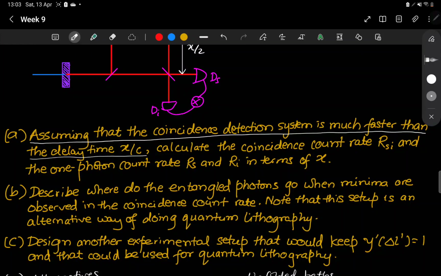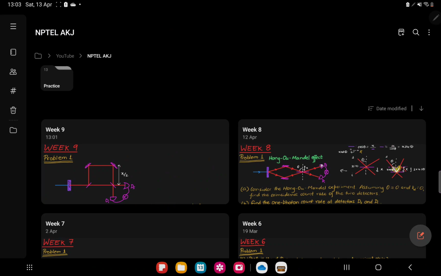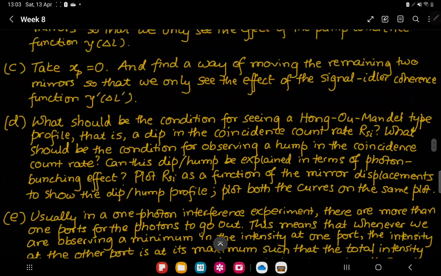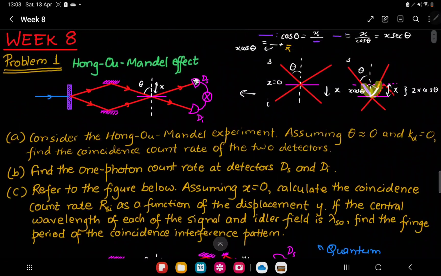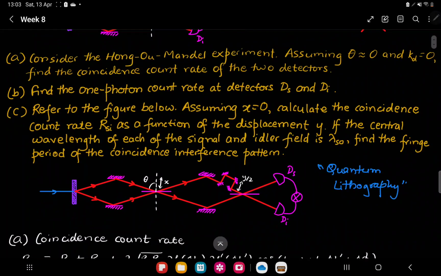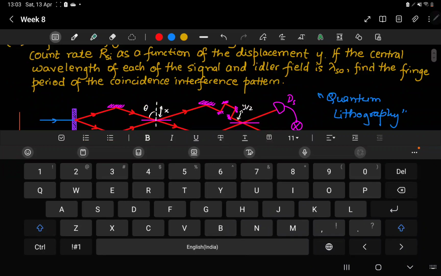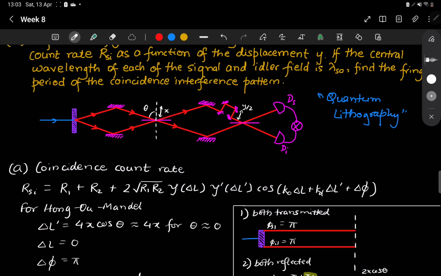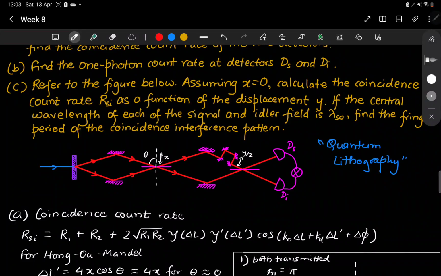So before that, let me show you quantum lithography that we did in the last class, the setup. So in the last week we saw this particular setup. This was the setup for doing quantum lithography. This was one particular setup for doing quantum lithography.